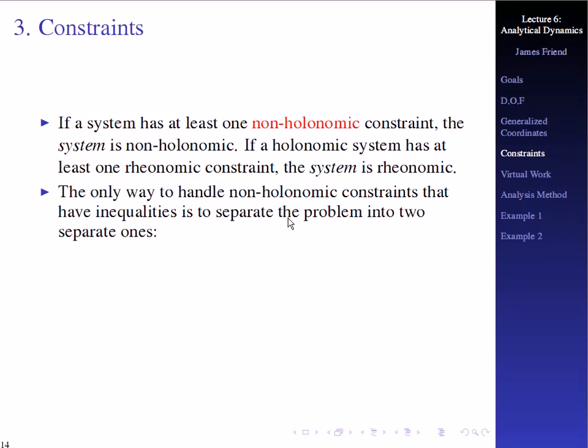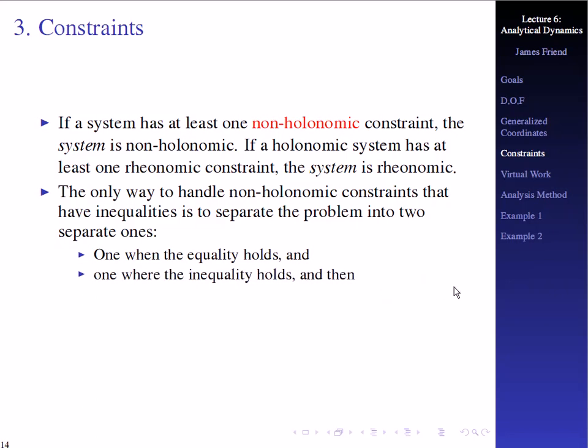All right. The only way to handle non-holonomic constraints that have inequalities is to separate the problem into two separate ones. One when the inequality holds, so for example when you have the bouncing ball problem, when the ball is hitting the surface, and one when the ball is above the surface. Whenever it's hitting the surface, you have to change it into a different kind of problem, and then look at it while it's going through the air, and then when it's hitting again. And then analyze the system with respect to time.